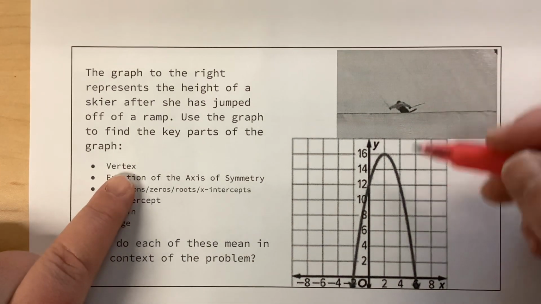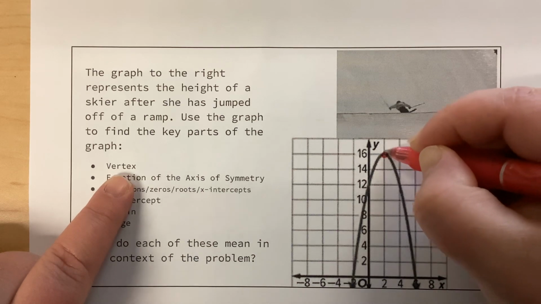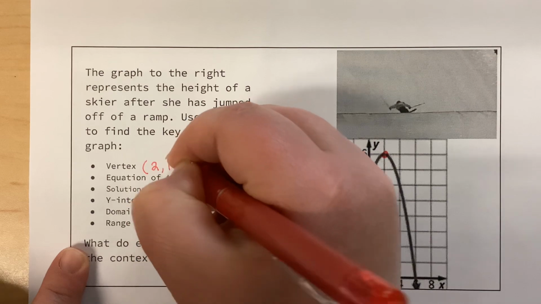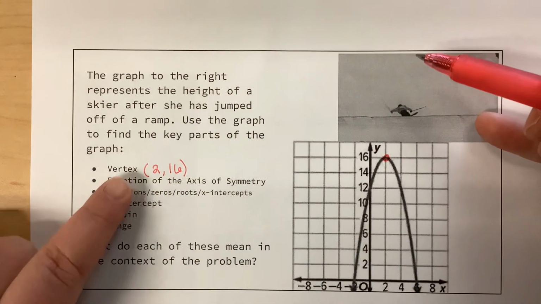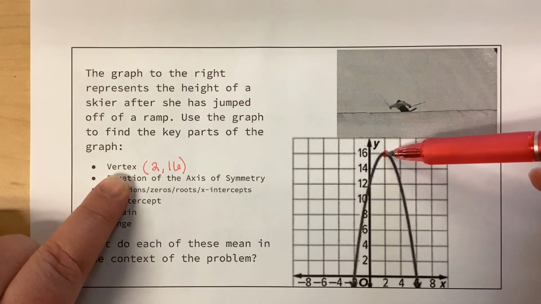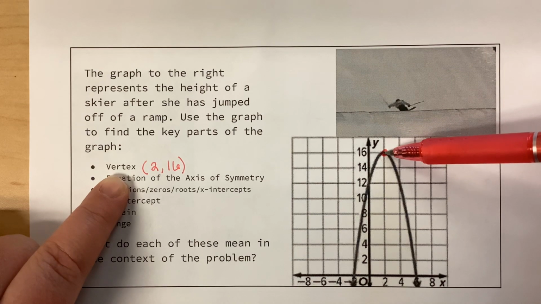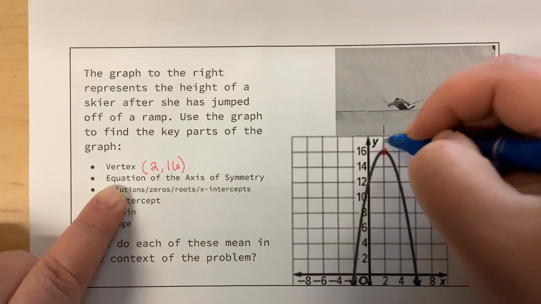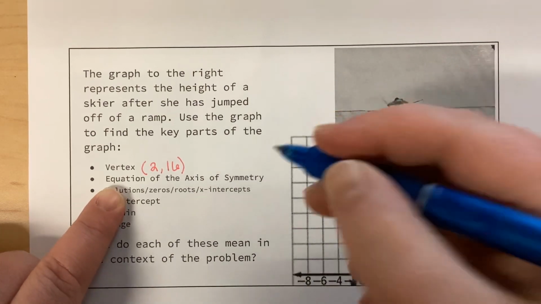Okay, so the vertex, again, is right here. That's at (2, 16). So what that means is, in 2 seconds, the skier reaches a maximum height of 16 feet. All right, the equation of the axis of symmetry is also right through that point at x equals 2.